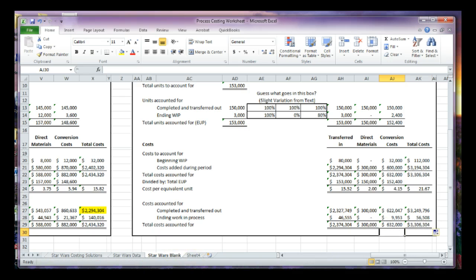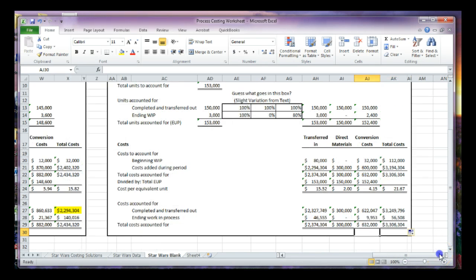Let's make sure these numbers are correct. How do I know they're correct? Is this 300,000? Hey, look at that. Total cost accounted for, 300,000. Total cost accounted for, 300,000. This number equals that number. I know even though I went fast that I did it right because there's checks built into the system.